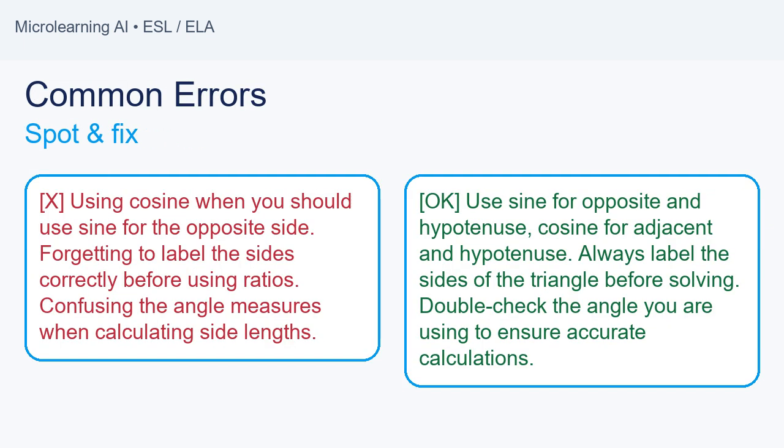Common mistakes include using cosine when you should use sine for the opposite side, forgetting to label the sides correctly before using ratios, and confusing the angle measures when calculating side lengths. Correct versions are: use sine for opposite and hypotenuse, cosine for adjacent and hypotenuse. Always label the sides of the triangle before solving. Double-check the angle you are using to ensure accurate calculations.